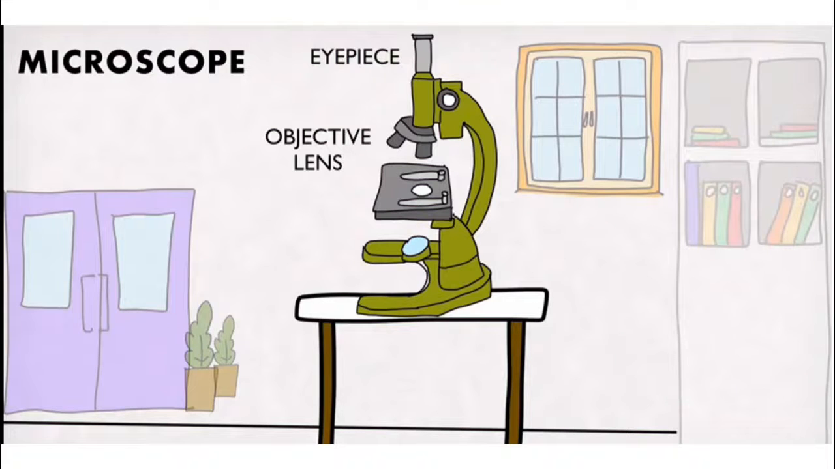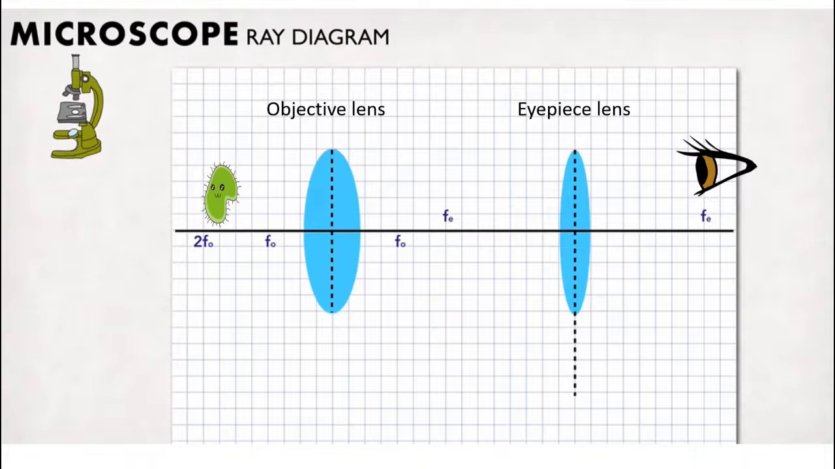Microscope. As you can see, the eyepiece lens is on the top of the microscope, and the objective lens this time is at the bottom. Microscope ray diagram. We have two lenses. The objective lens is thicker, so it has a shorter focal length, FO. Meanwhile, the eyepiece lens is thinner, so it has a longer focal length, FE.